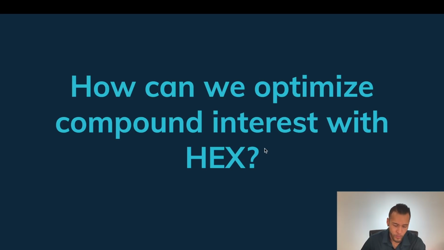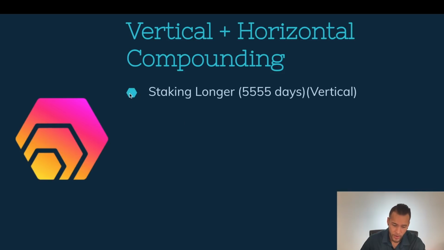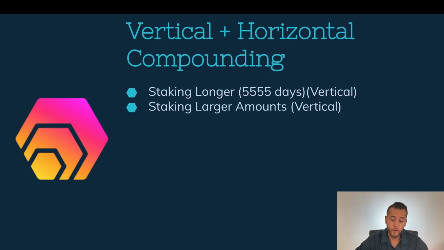So how can we optimize compound interest with HEX? Essentially, you want to compound horizontally, and you also want to compound vertically. So what does that look like? How can we compound vertically? We stake longer. We stake for 5,555 days. Another way to take advantage of compound interest vertically is by staking larger amounts, because the larger amounts you stake, the higher yield you're going to receive in your stake.